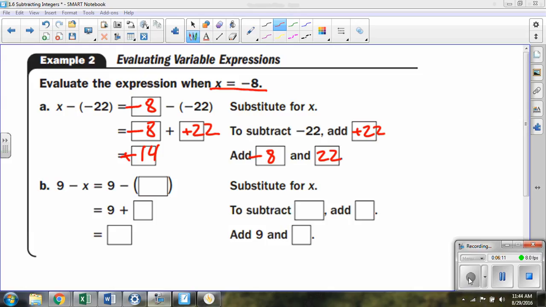Same will apply if the variable is on the right part. 9 subtract x would become 9 subtract a -8. So to subtract a -8, we have to add its opposite. We have to add positive 8. So what's 9 added to 8? 17, and we're done.